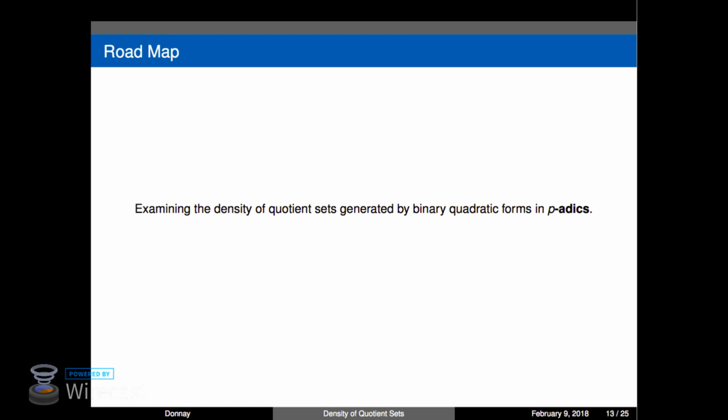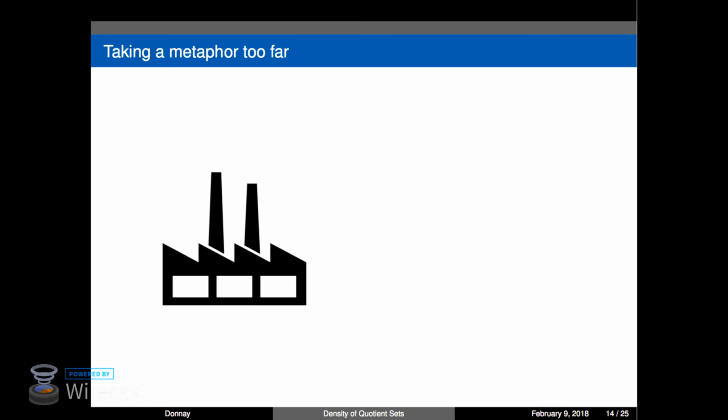So now that we've talked about density, which was this idea that we could open up a ball and always find a fraction living in that ball, and we've talked about quotient sets, which are some kind of generalization of fractions, we can now talk about the world in which we're going to be doing this math, and it's called the p-adics. So we're going to take our metaphor one step too far.